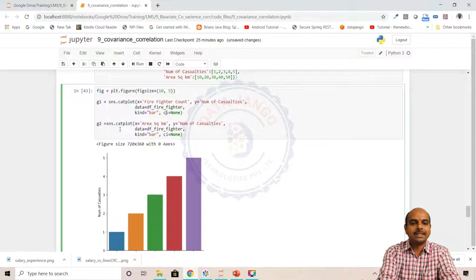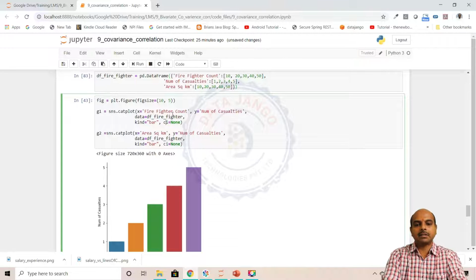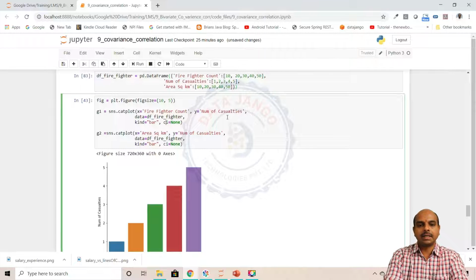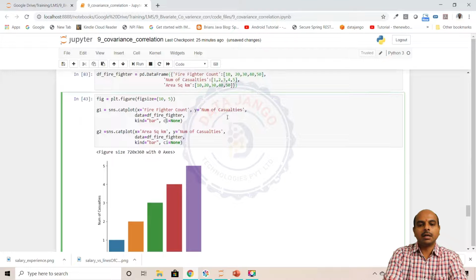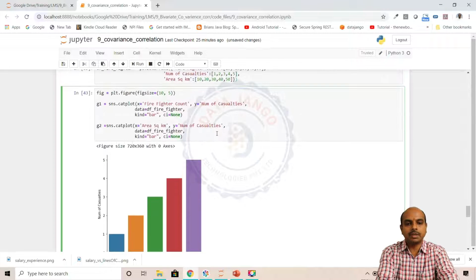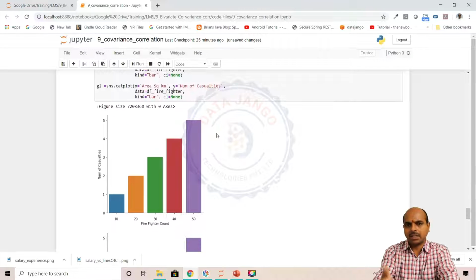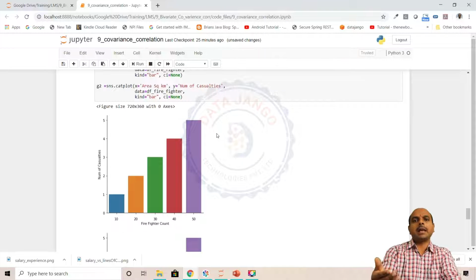And on the second graph, I am doing 2 plots. One between firefighters count and number of casualties, and the second plot on the area in square kilometers and number of casualties. Okay, so if I execute this, I am getting the below 2 graphs. So we are actually learning visualization in parallel with statistics. We are going to apply or use these in building models.